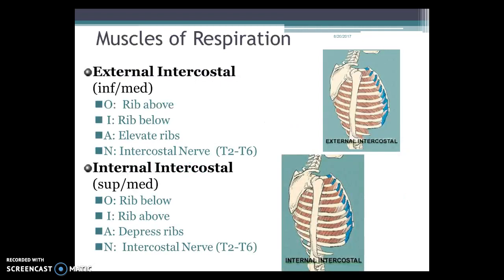Okay, and external intercostals, the fibers run inferior and medially. You'll see that here. And they basically go from the rib above to the rib below. They elevate the ribs and are innervated by the intercostal nerve. The internal intercostals will go from the rib below, superior medially, to the rib above. They depress the ribs, but are also innervated by the intercostal nerve.